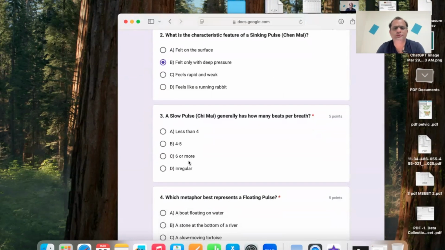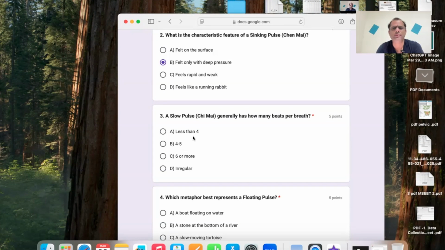Question number 3. A slow pulse generally has how many beats per breath? Less than 4. And what is the meaning of slow pulse? In one breath, how many? In one breath, less than 4. Yeah, less than 4 in one breath, right answer.